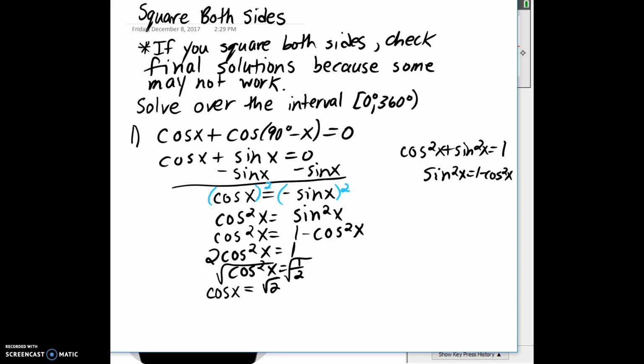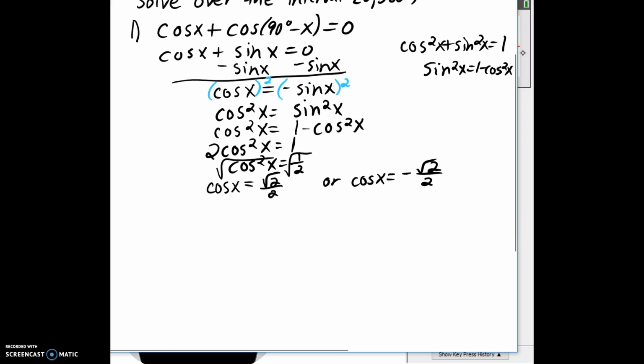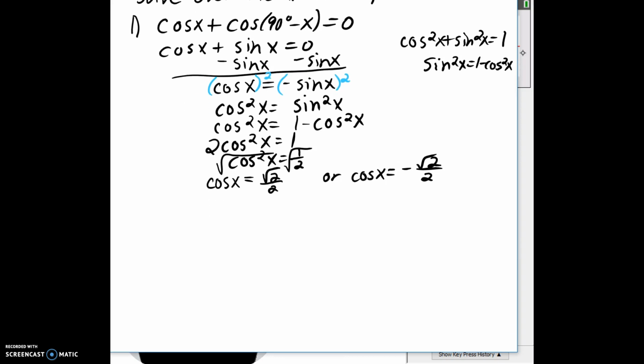Now this will end up coming out to root 2 over 2, so I'm going to do both sides. Technically with plus or minus you get all of the values that you would get for the reference angle. So our reference angle for this is 45 degrees. Cosine is positive in the first quadrant and the fourth quadrant, and it's negative in the second and third. So the first quadrant, our reference angle is 45. Fourth quadrant, we do 360 minus.